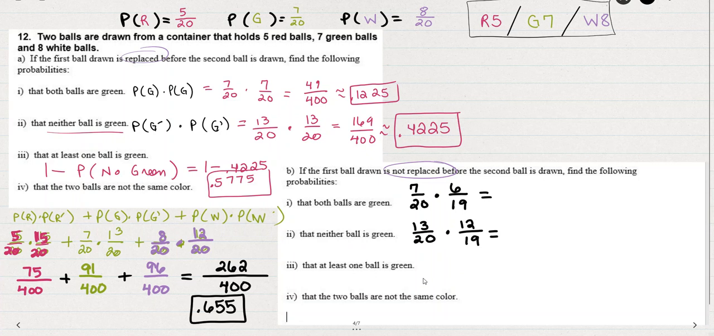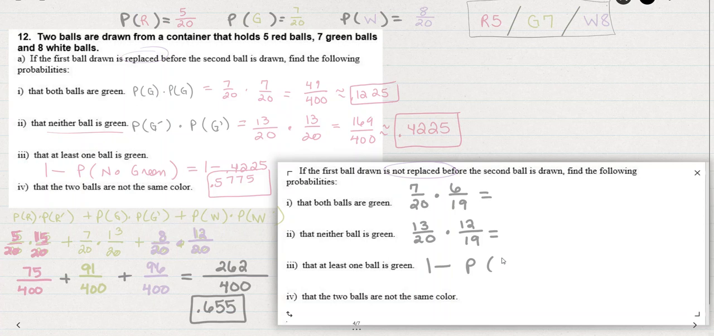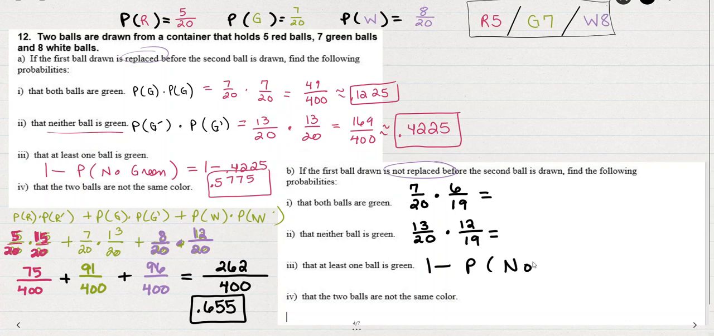Probability that at least one is green. We're going to do the 1 minus the probability that there's no green. The answer we got for that is right here, right?